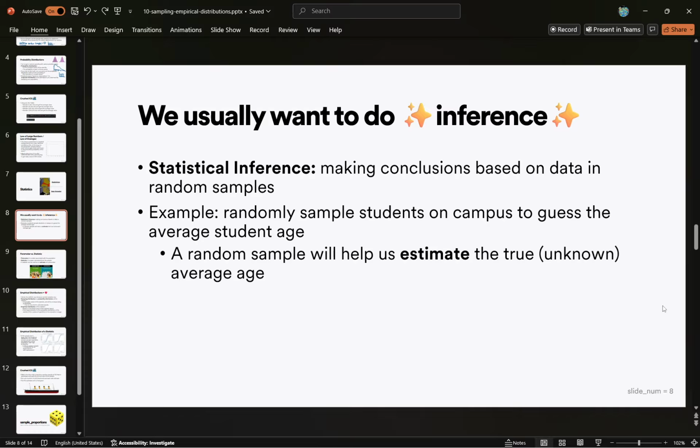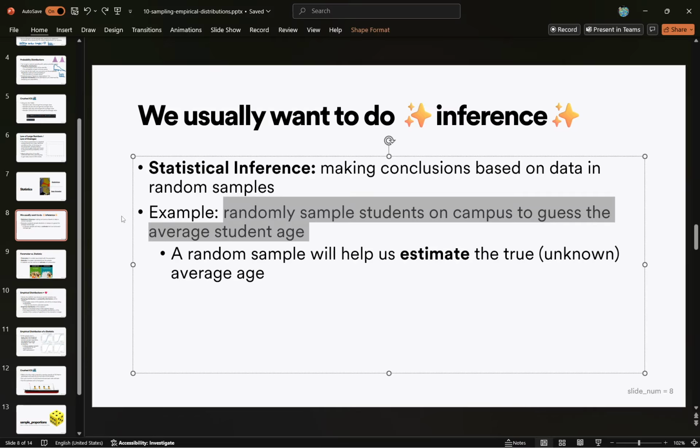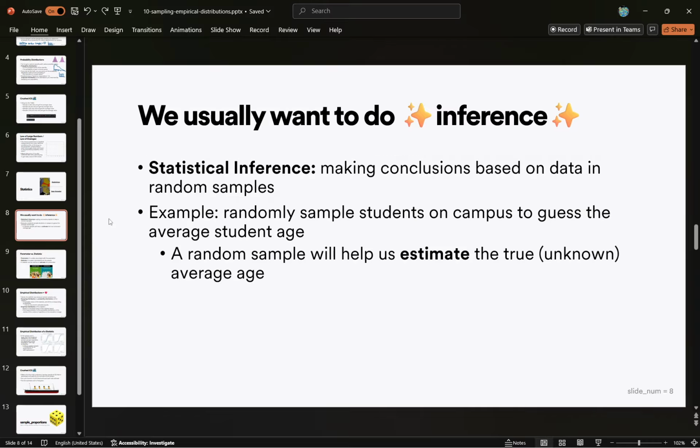But if you had the list of every student who goes here, you could compute the real average age. But we can get pretty darn close if we randomly sample some students here on campus. Does that make sense? That's what we can do, and so we can infer things in that way. The average is a statistic that we could calculate, and we can go from there.